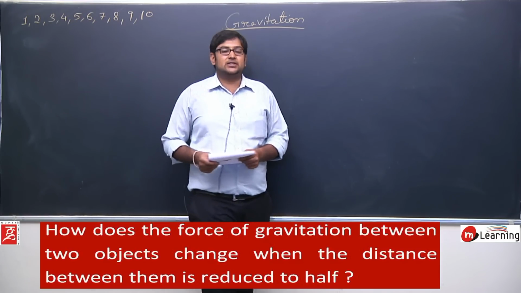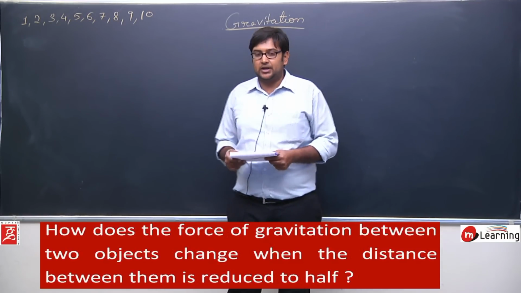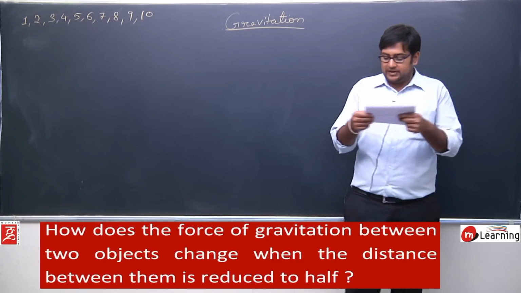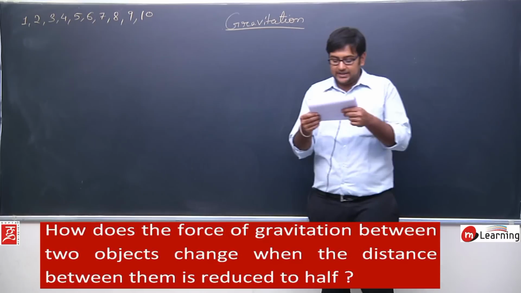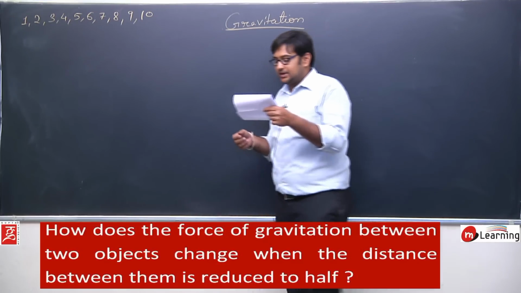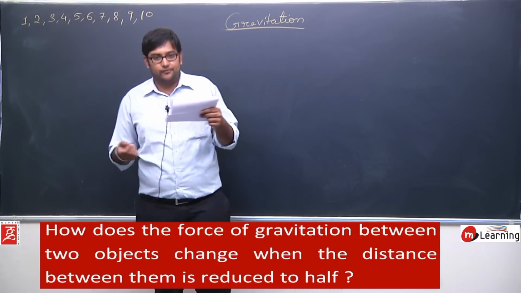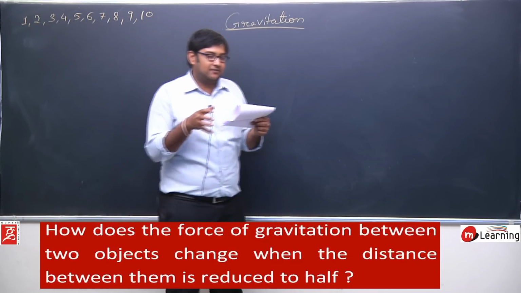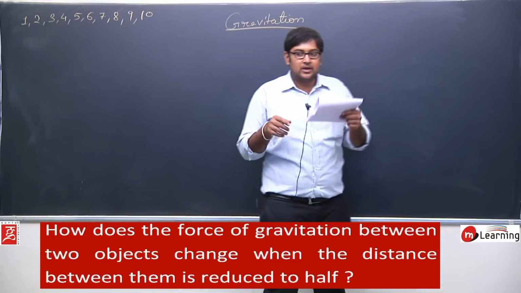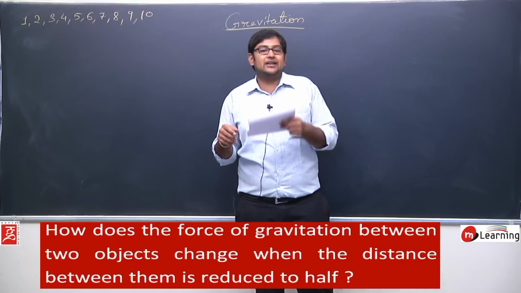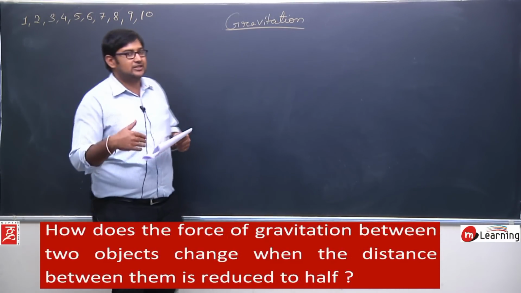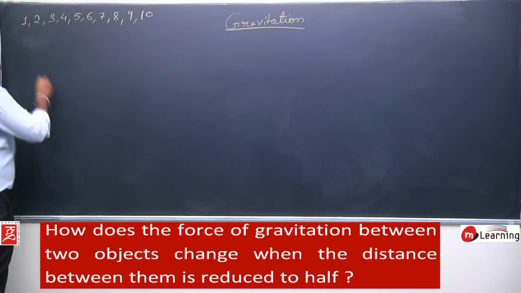Okay, so let's see some questions related to this topic. The first question is, how does the force of gravitation between two objects change when the distance between them is reduced to half? So the question says that there are two objects which have some gravitational force between them. What will happen to that gravitational force if the distance becomes half? So, question number 1.